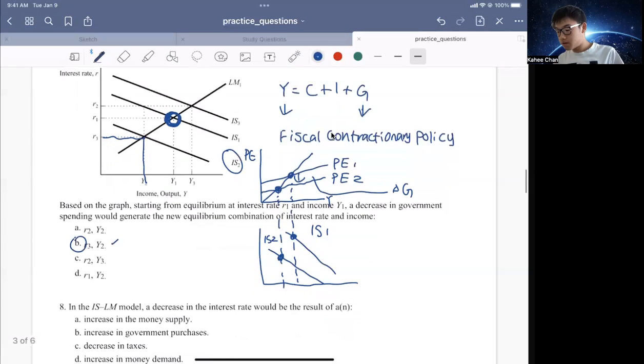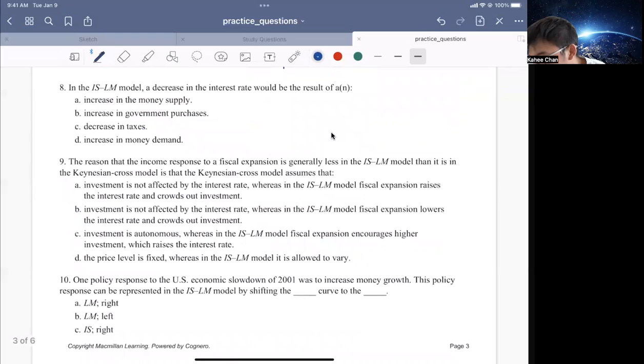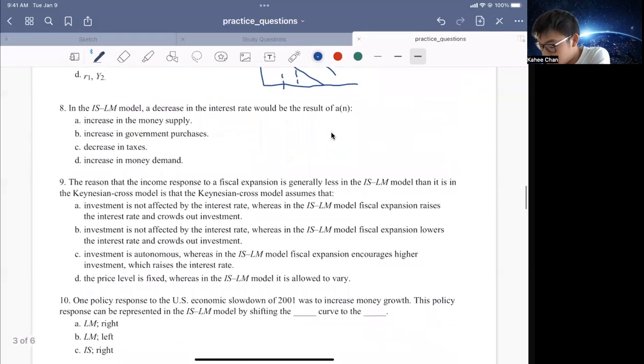Moving on. A decrease in the interest rate would be the result of what? So when there's a decrease in interest rate, we always draw the LM model first.